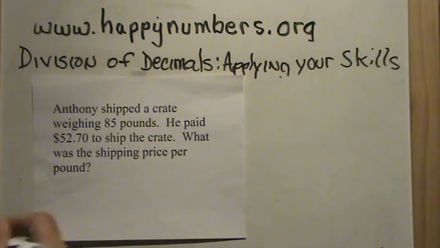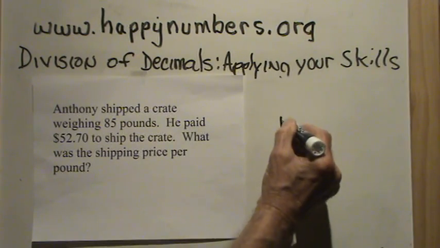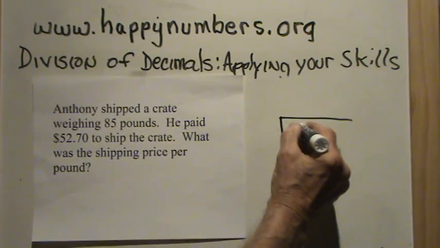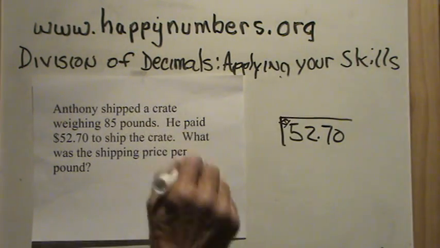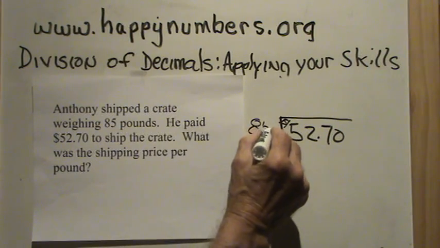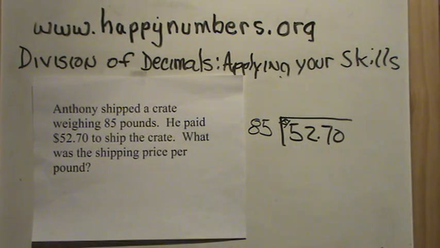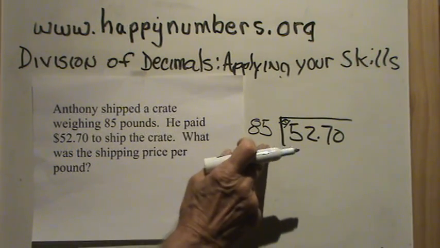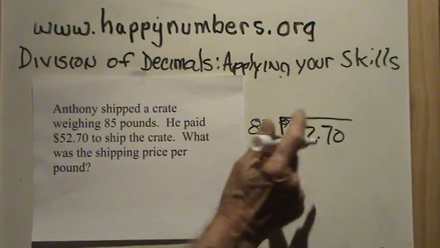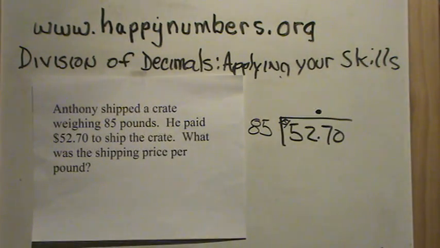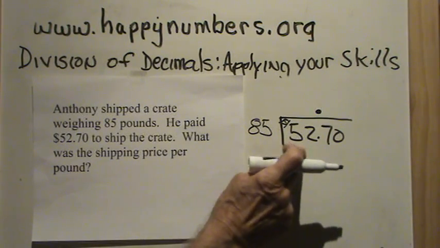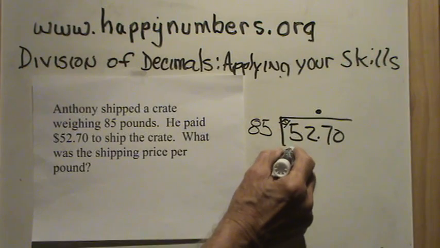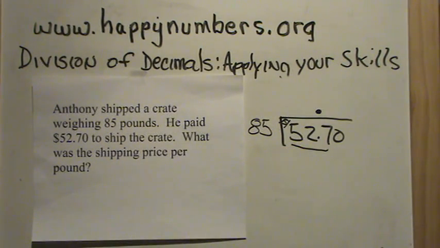All right, let's see how you did. Well, we're going to be dividing $52.70, and by the way, keep that in mind because that'll affect our answer, by 85 pounds. And that'll tell us what 1 pound costs to ship. Well, this is a whole number divided into a decimal, so we don't have to move anything. We just put our decimal place. And now we say 85 cannot go into 5, and it cannot go into 52 because it's too big. So how many times does 85 go into 527?